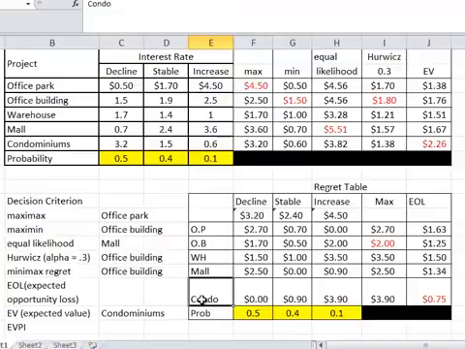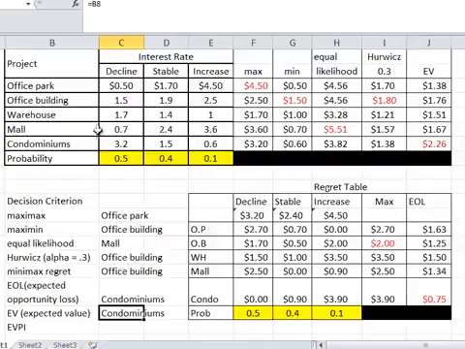As a matter of fact, this is not a surprise at all. The project that maximizes our expected value is also the project that minimizes our expected regret. So the optimal decision associated with ELL is also condo project.